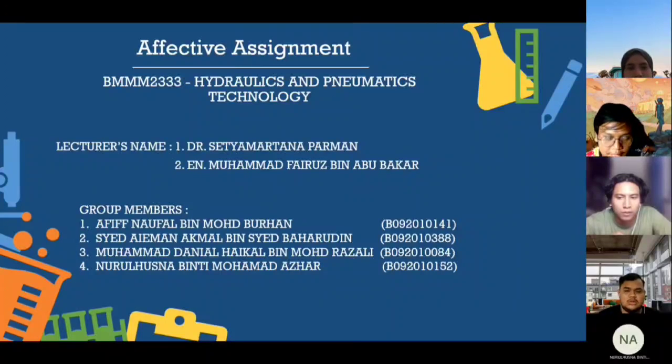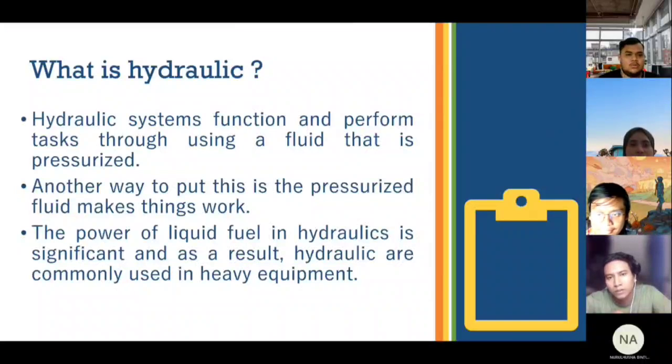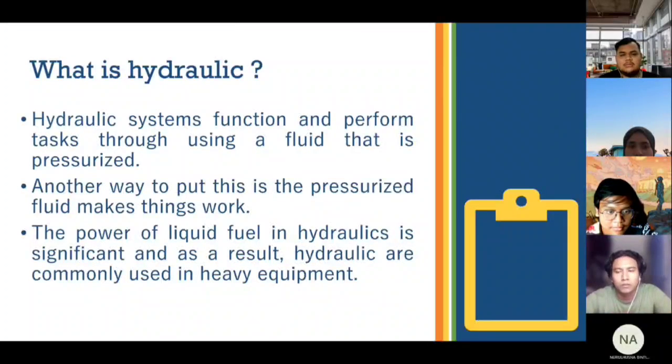Okay, so today we are going to discuss our assignment in hydraulic and pneumatic technology, which is problem A1. What is hydraulic? A hydraulic system functions and performs tasks by using a fluid that is pressurized. Another way to put this is the pressurized fluid makes things work. The power of liquid flow in hydraulics is significant, and as a result, hydraulics are commonly used in heavy equipment. So next, let's let Haikal proceed with our discussion.